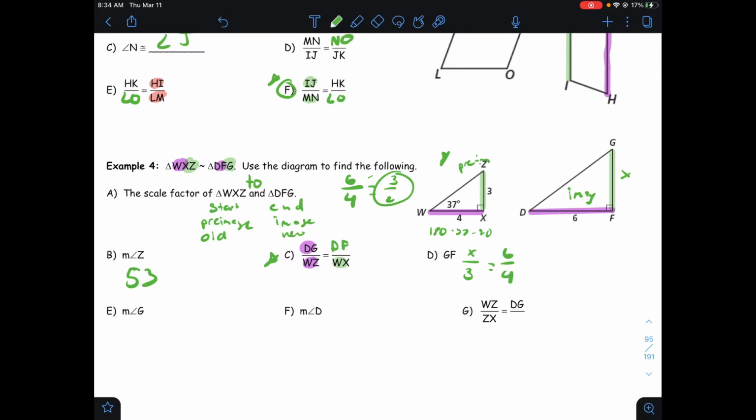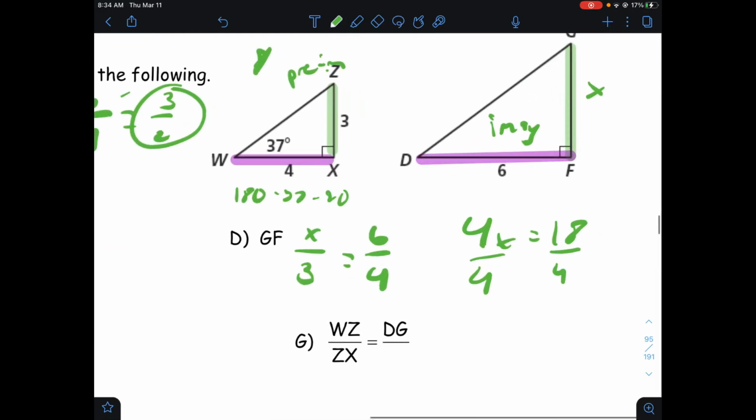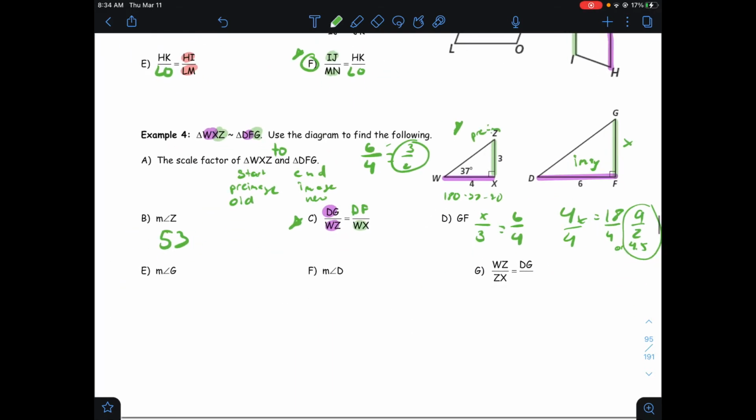Now let's go ahead and cross multiply. So we would do 4x equals 18. Divide that by 4, and I would get 9 over 2. Or you could say 4.5. Those would be 2 valid answers.